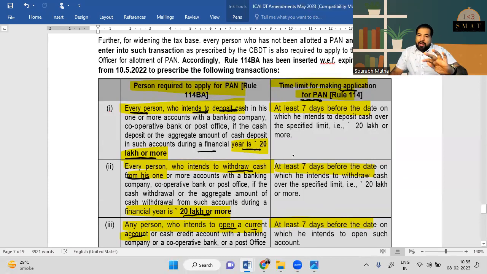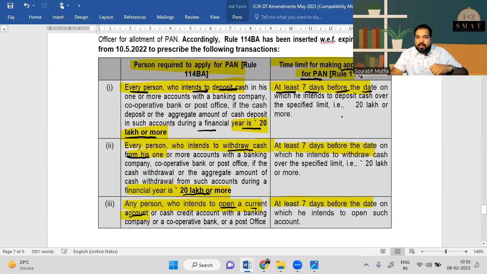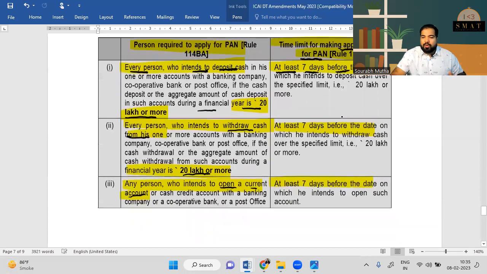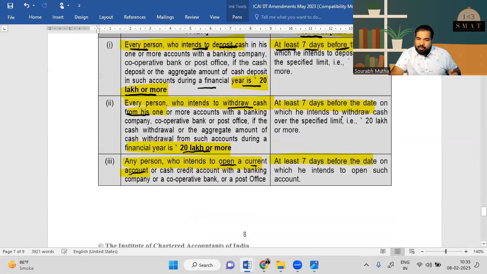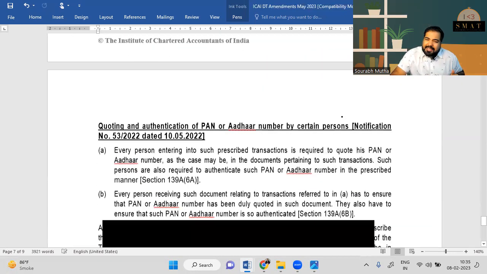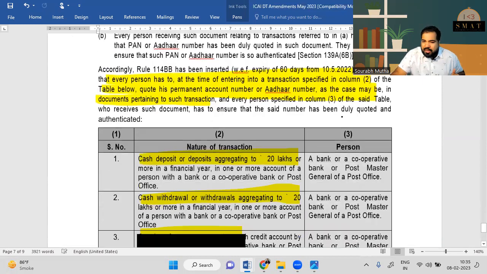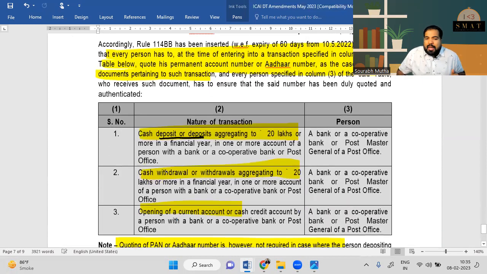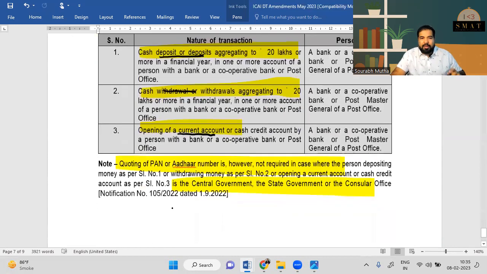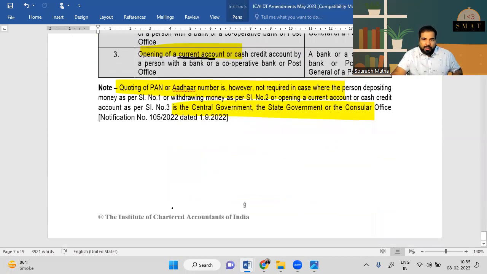If you don't have a PAN, then you need to apply at least 7 days before the requisite date. So whenever he wants to deposit, whenever he wants to withdraw, whenever he wants to open the account, 7 days before, he needs to apply for a PAN. And the same three transactions are here again: cash deposit, cash withdrawal, and current account. In this case, whenever you are actually doing this transaction, you quote your PAN or your Aadhaar number interchangeably. However, this rule does not apply to the government.